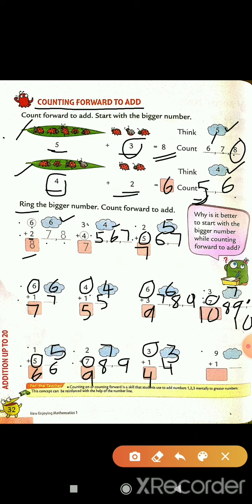Next, 9 plus 1. Which is the bigger number? 9. So circle 9. Write here 9. Plus 1. So what comes after 9? 10. So 9 plus 1 is equals to 10. Got it, students?